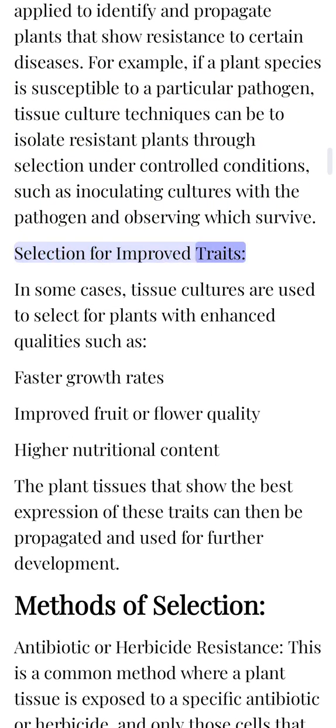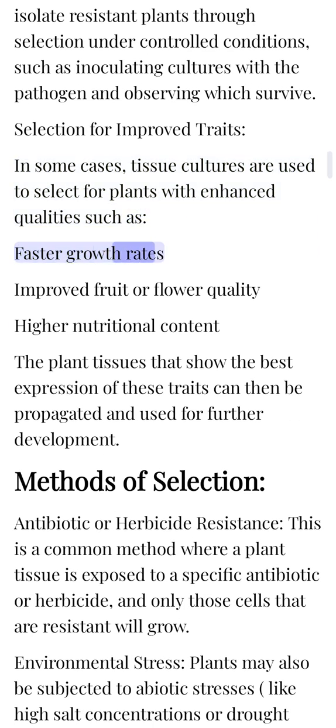Selection for improved traits: in some cases, tissue cultures are used to select for plants with enhanced qualities such as faster growth rates, improved fruit or flower quality, higher nutritional content. The plant tissues that show the best expression of these traits can then be propagated and used for further development.